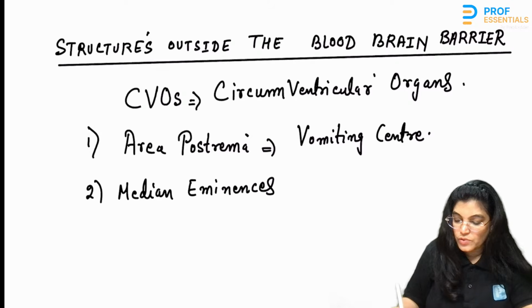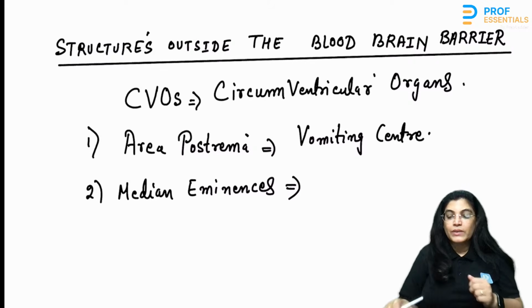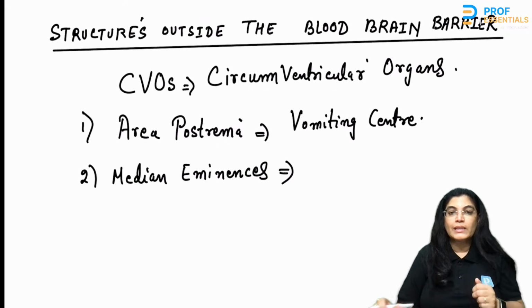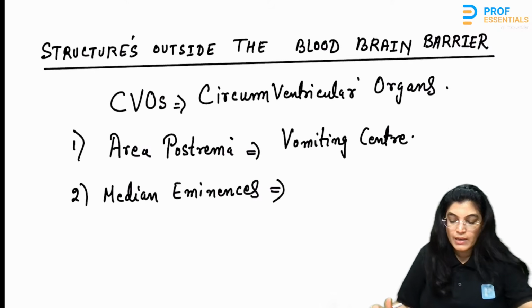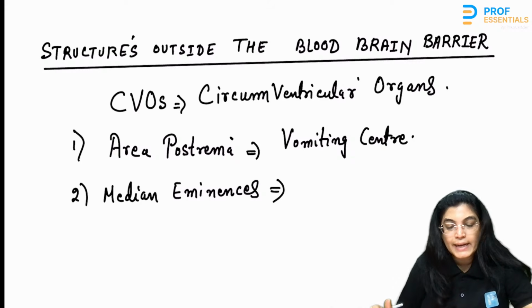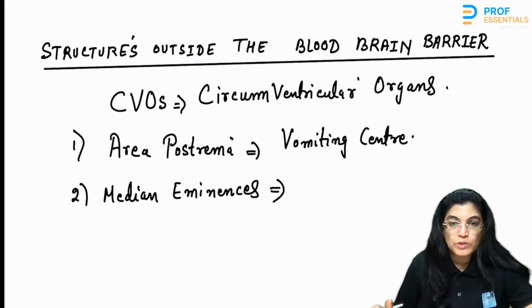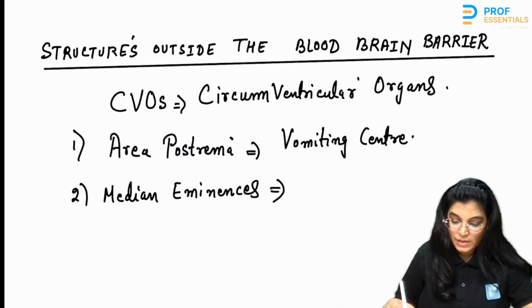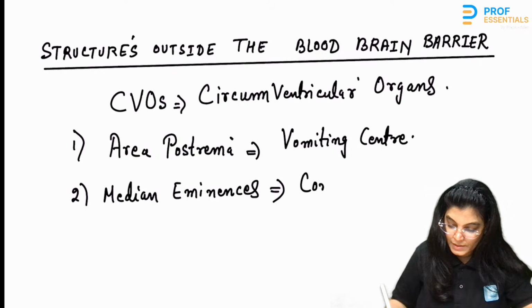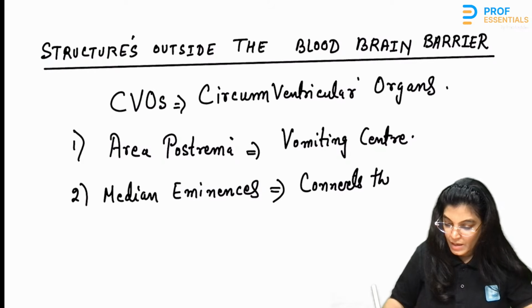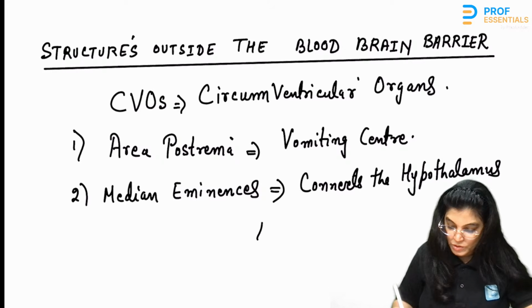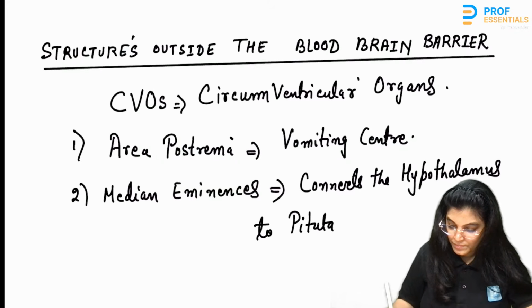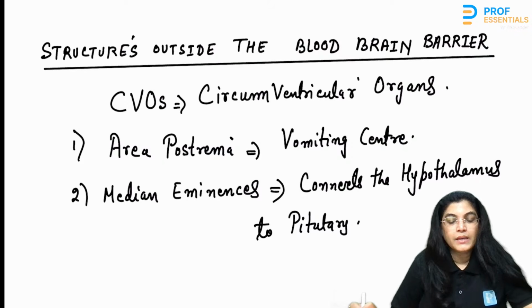Actually, all these structures you will see in the neuroanatomy class, but I want you to note down the list here. All these structures you will see in the session of neuroanatomy. So median eminence is connecting the hypothalamus with the pituitary. So median eminence connects the hypothalamus to the pituitary gland. Okay. So this is an important structure.